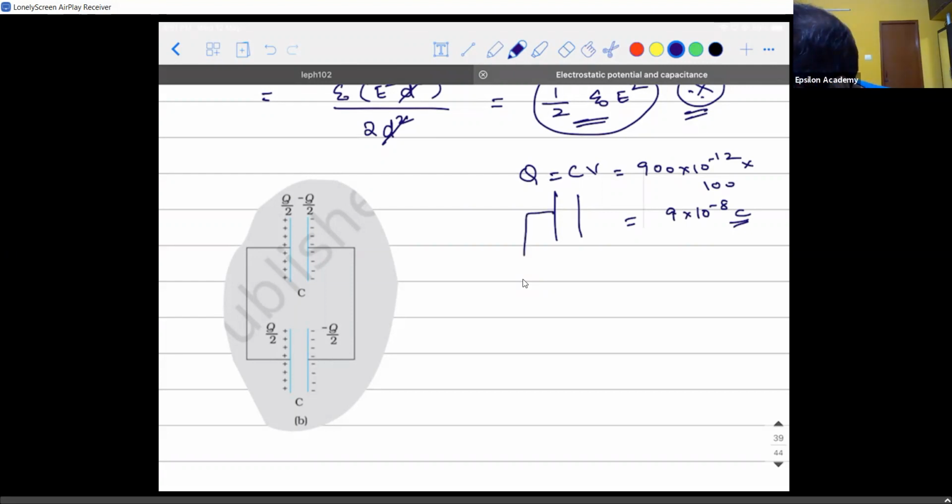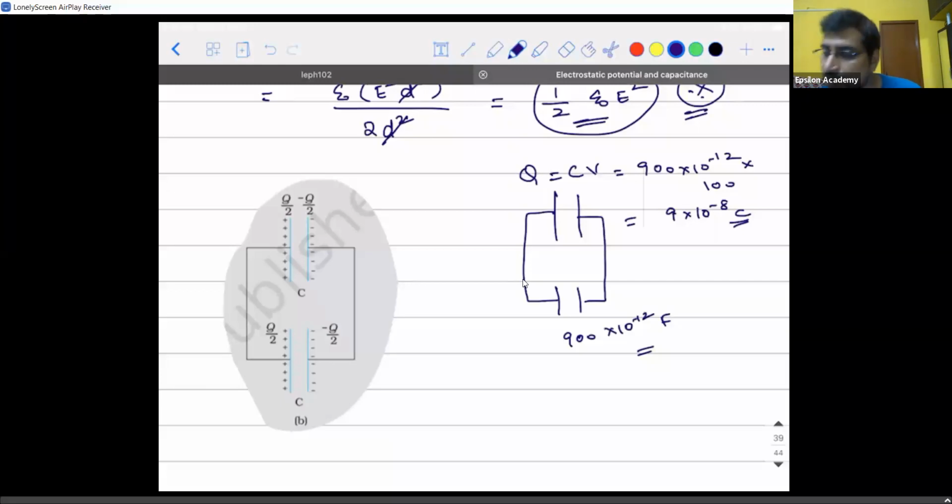Now what did they do? They took this capacitor and connected it across another uncharged capacitor of how much value? Of the same 900 picofarad. Okay, this is also accepted. Right? Now comes an important question.